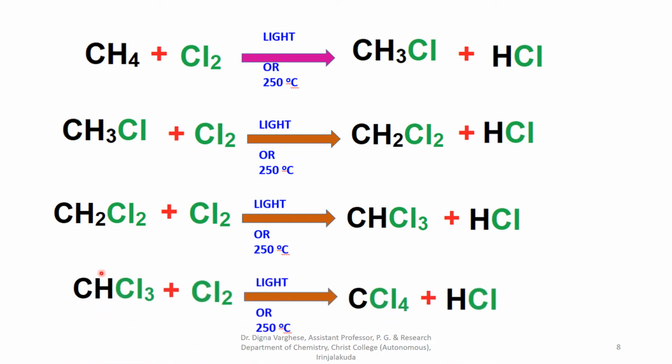And here you can see CHCl3, that is trichloromethane, reacts with chlorine under the same reaction conditions, giving CCl4, that is carbon tetrachloride, plus HCl, that is tetrachloromethane forming. So here you can see CH4, where the 4 hydrogen atoms react with chlorine to give the compound with 4 chlorine atoms substituted, that is tetrachloromethane.